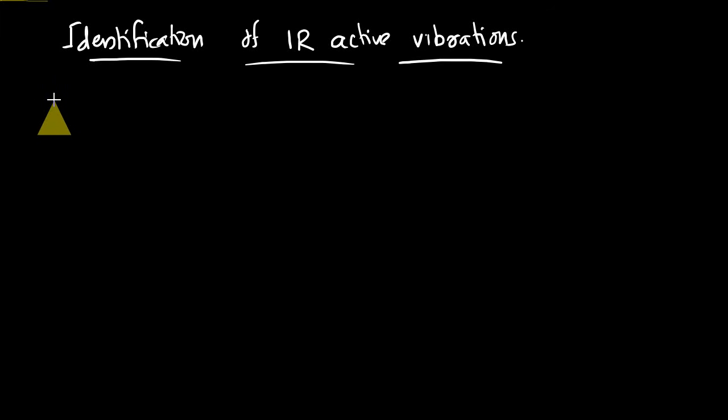In this class, we are going to identify the IR active vibrations in a molecule. In the last class, we were dealing with identifying the symmetry species corresponding to the vibrational modes in a molecule. And you already know that molecules can undergo certain normal modes of vibrations. But all these vibrations are not IR active.